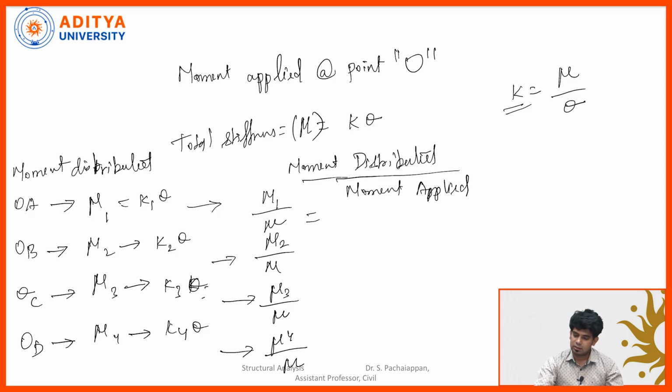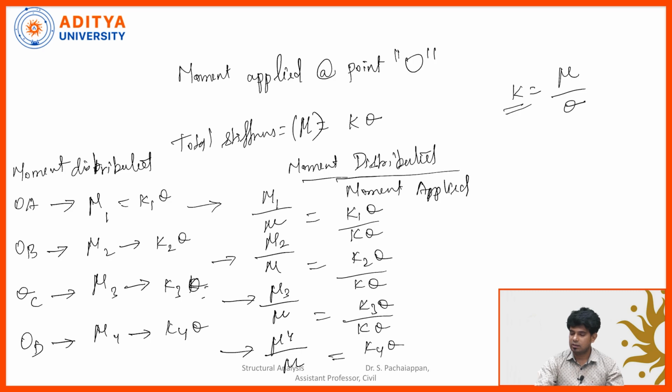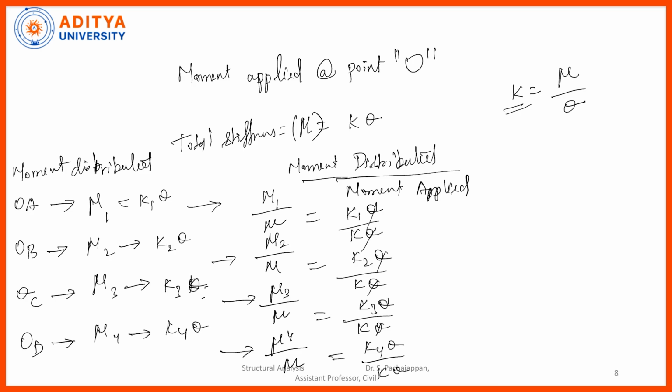So let us calculate. Mu1 is K1 theta and mu is K theta. Mu2 is K2 theta and mu is K theta. Mu3 is K3 theta and mu is K theta. Similarly, mu4 is K4 theta and mu is K theta. Now, you see the theta gets cancelled in all the terms. So I am going to have K1 by K, K2 by K, K3 by K and then K4 by K.